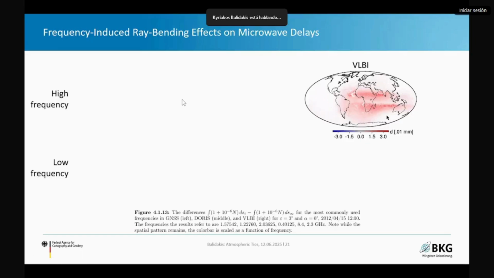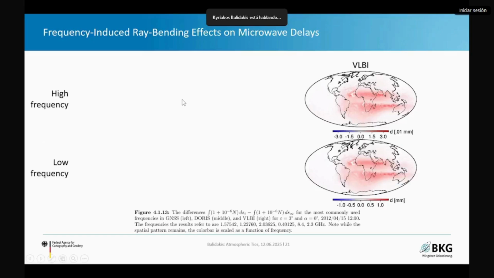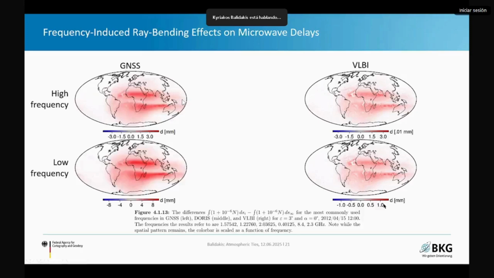So VLBI, as we said, has two frequencies. This is the legacy system, 2.3 and 8.4 gigahertz. This is the highest frequency, 8.4 gigahertz. You see that if you take into account the ionosphere in the modeling or not, then the differences are very small. So 0.01 millimeters, this is very tiny. However, when we go to 2 gigahertz, we see that the difference is again sub-millimeter level. So for GNSS, it can exceed the millimeter level in some cases.